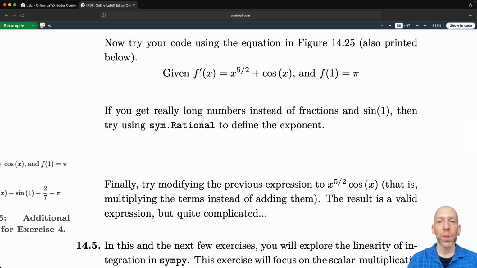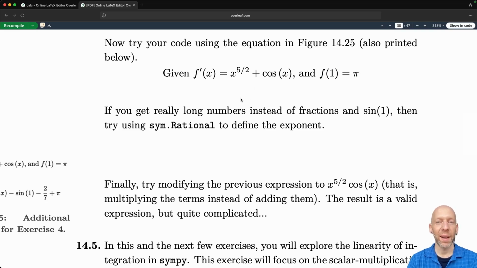The second part of this exercise is to basically run the same code, so you don't have to change the code. We're just working with a different function and a different initial value. Now we see that the derivative is x to the power of 5 over 2 plus cosine of x. And here is the constraint that allows us to solve the initial value problem: f of 1 equals pi.